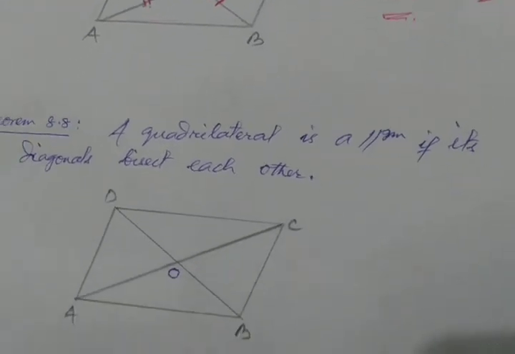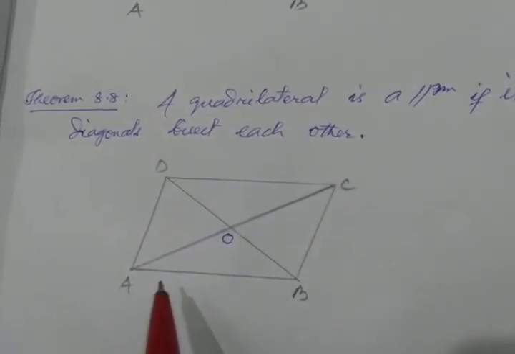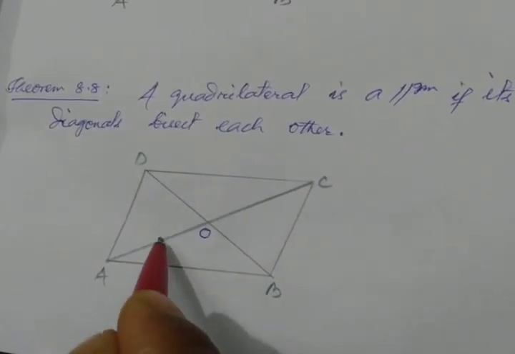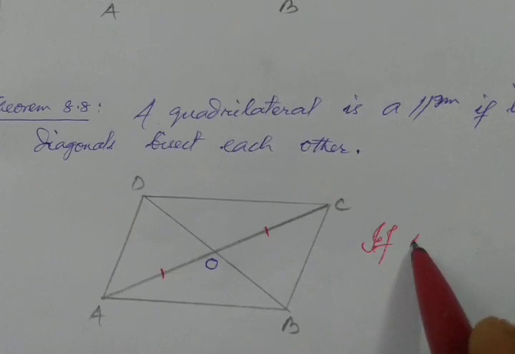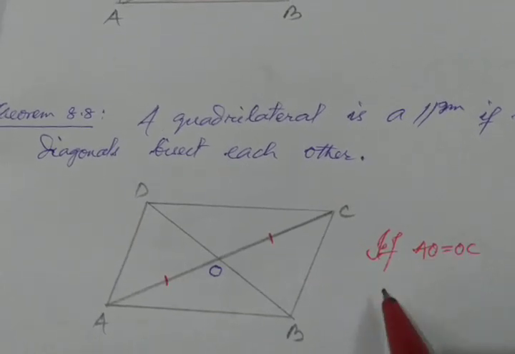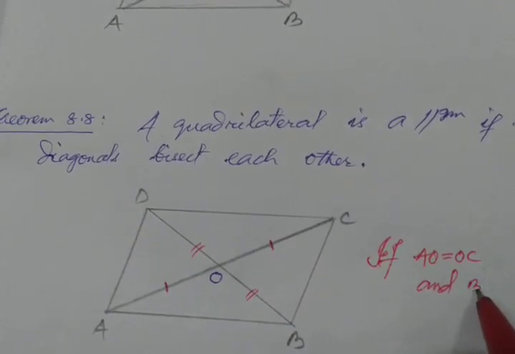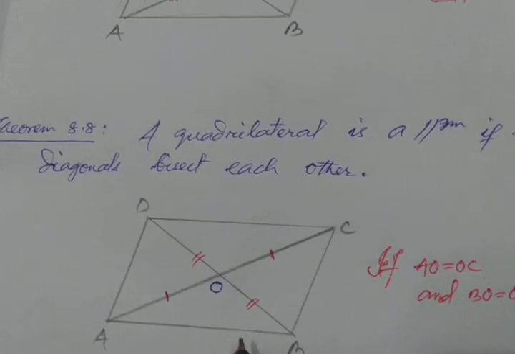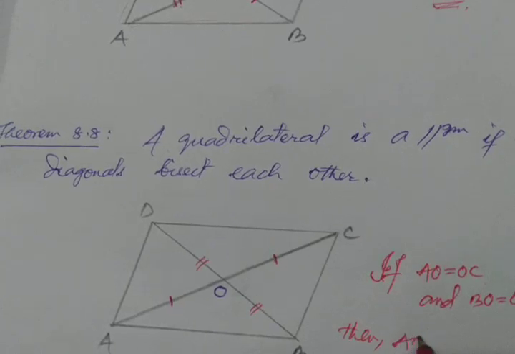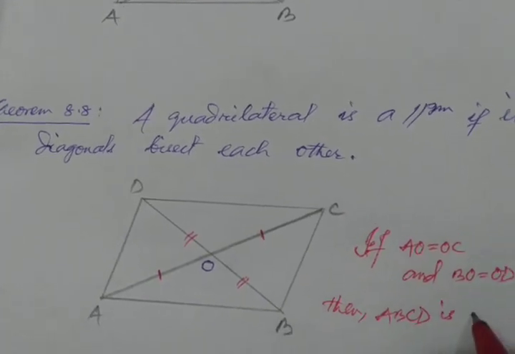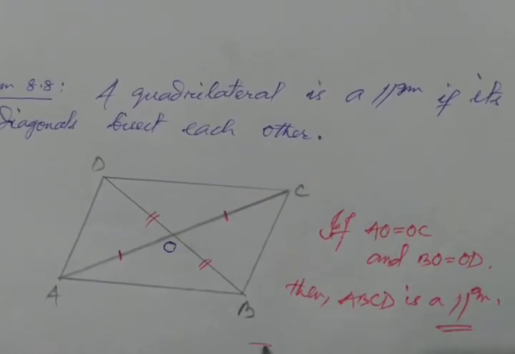Now theorem 8.8. A quadrilateral is a parallelogram if its diagonals bisect each other. So in any quadrilateral, if we have that diagonals bisect each other, that means if AO equals OC and BO equals OD, then we can say that this ABCD is not only a quadrilateral, but it's a special quadrilateral, that is a parallelogram, only if diagonals bisect each other according to this theorem.